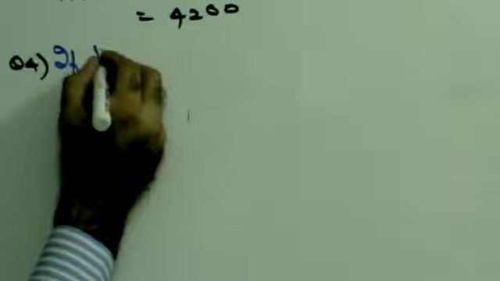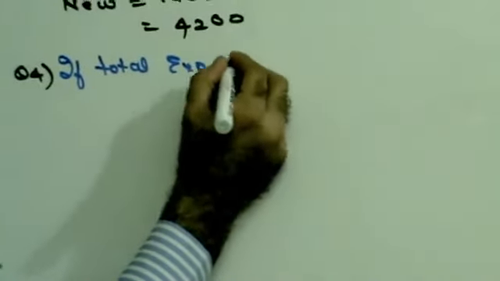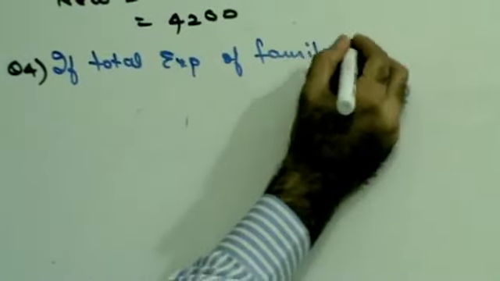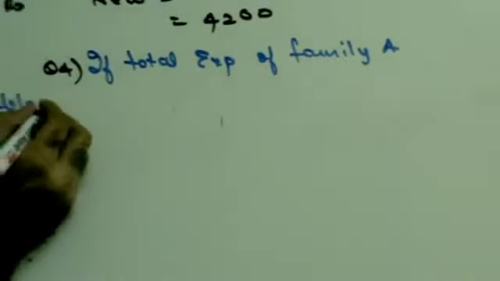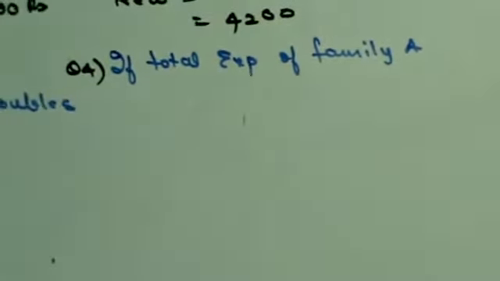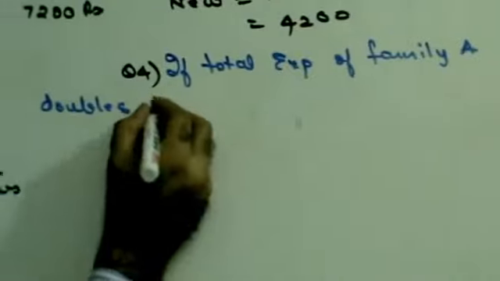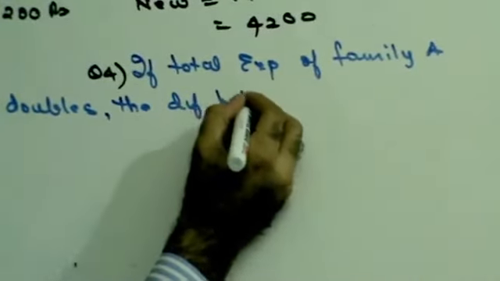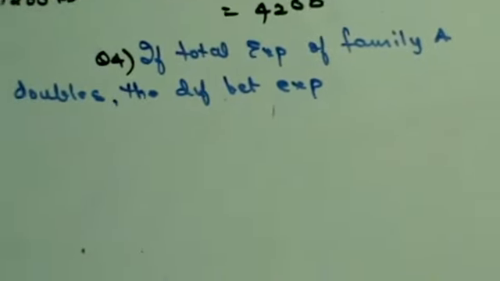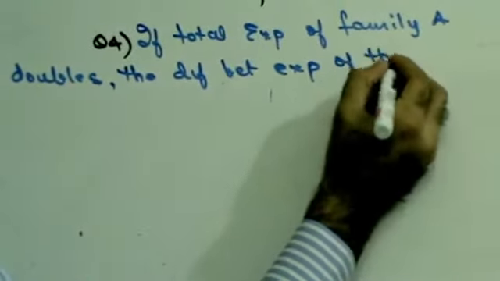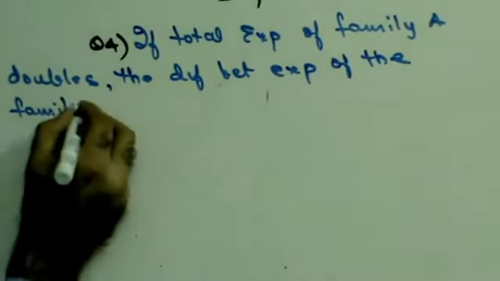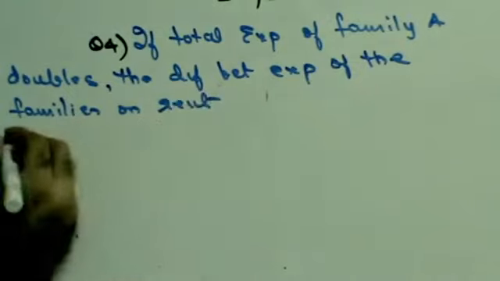If the total expenditure of family A doubles, then the difference between the expenditure of the families on rent would be... They are saying that if the total expenditure of family A doubles, the difference between the expenditure of the families on rent will then become how much?